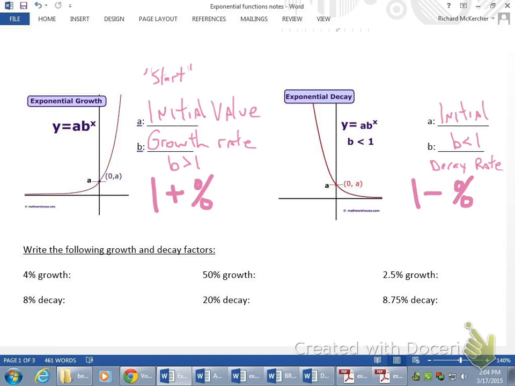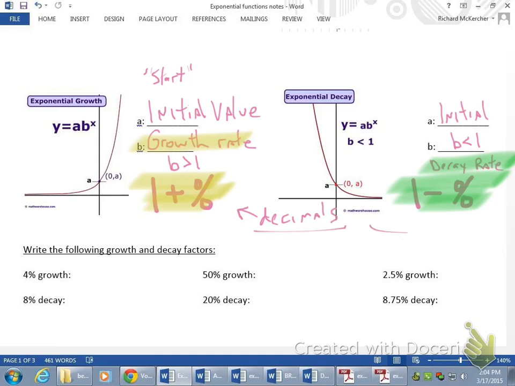And that's going to be the next thing that we check out. Those are very important. Of course, we remember that those are going to be our decimals. I got ahead of myself a little bit. Right here, if I have 4% growth, that's going to be 1 plus 0.04. That's the 4% as a decimal, and I add them together, I get 1.04. Notice that is bigger than 1.